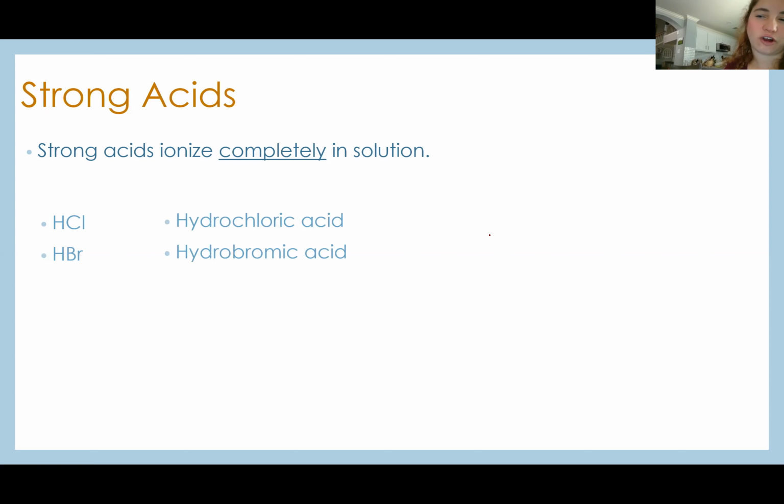Just shout out a strong acid. Hydrofluoric acid. Hydrofluoric is actually the only halogen acid that is not a strong acid. Sulfuric acid. Sulfuric acid is 1. Nitric acid. Nitric.